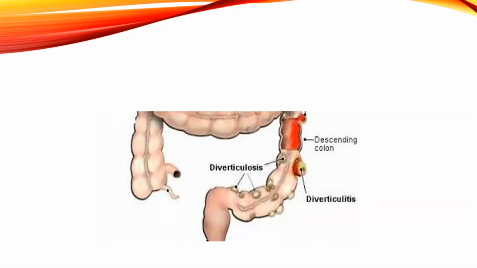Here's a picture of that. So again, it's the lining that starts to become inflamed, and then those pouches themselves get stuff stuck in them, and that causes the diverticulitis itself, and then it will cause either an abscess or perforation and cause infection.